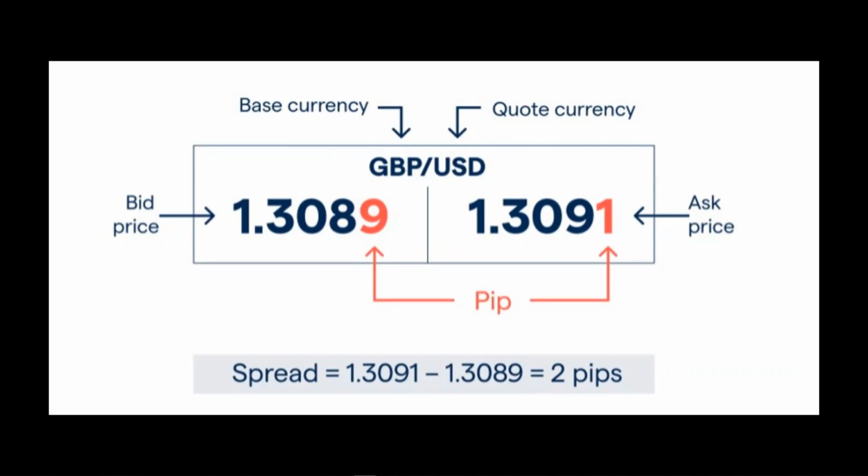To calculate the spread in Forex, you have to work out the difference between the buy and the sell price in pips. You do this by subtracting the bid price from the ask price. For example, if you're trading GBP USD at 1.3089 bid and 1.3091 ask, the spread is calculated as 1.3091 minus 1.3089, which gives us 0.0002, or 2 pips.